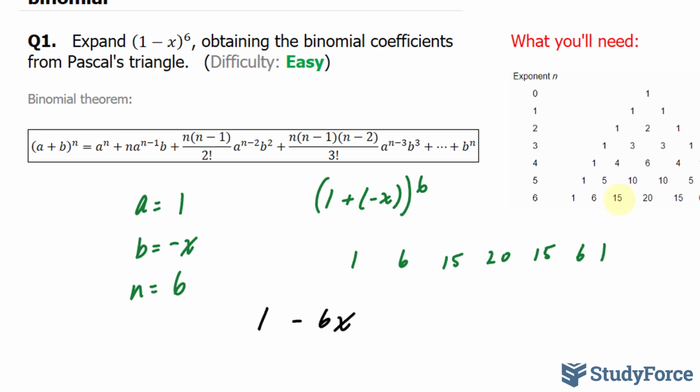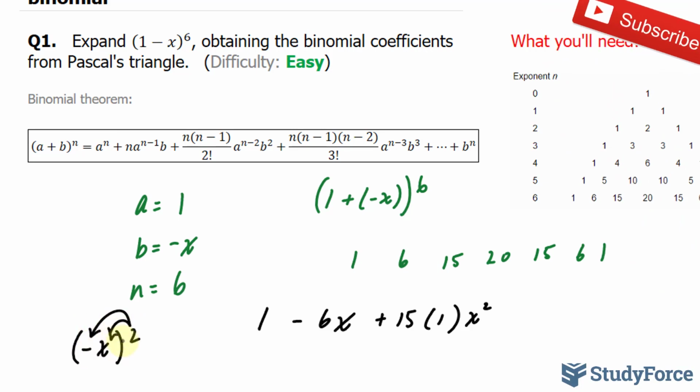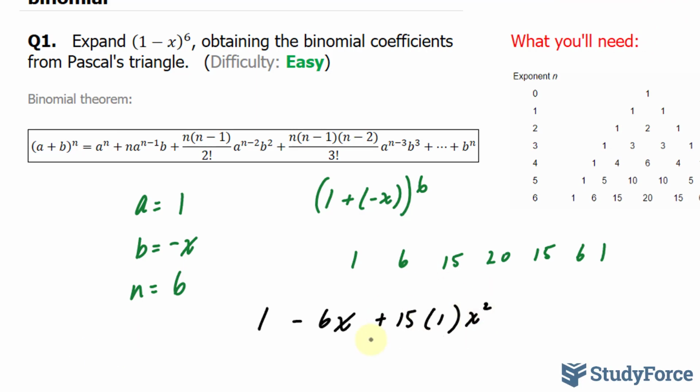Now that I've done that, I can move on to the third term. I know the third term will have a coefficient of 15, plus 15 to start. And we have a to the power of n minus 2. Once again, that's 1. B to the power of 2 will give us positive x squared, because, let me show you, negative x to the power of 2, this squared value goes to the negative 1 and goes to the x, leaving us with the following expression. Now to simplify this term, all I have to do is erase that bracket 1, and that's it. So far so good.